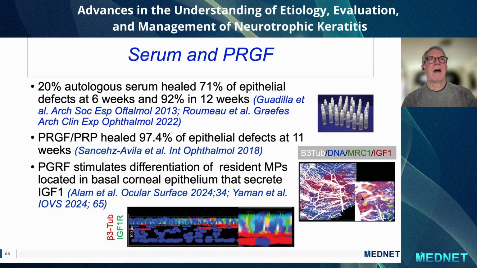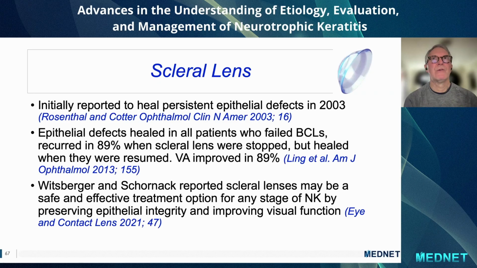And interestingly, platelet-rich plasma is found to stimulate the differentiation of those resident macrophages. So that may be one of the ways by which it works. I think those resident macrophages also probably produce NGF too.